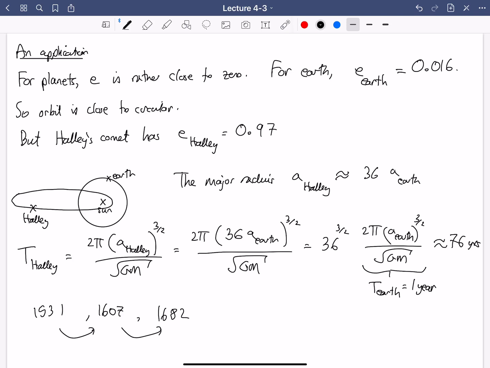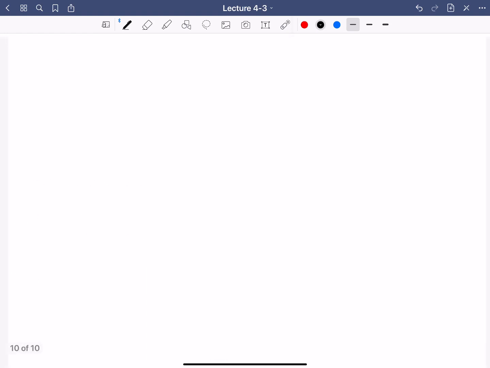Okay, so that's planetary motion. I think it's a nice classical topic, and it's rather beautiful. Let's move on. I'm going to do some odds and ends for a little bit.